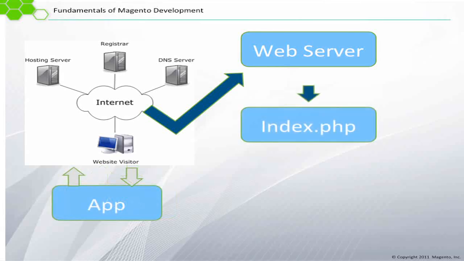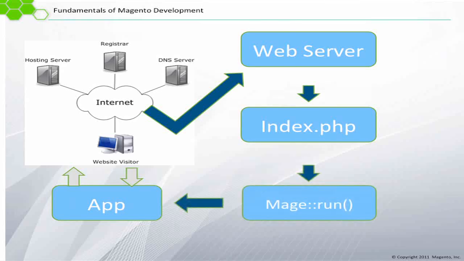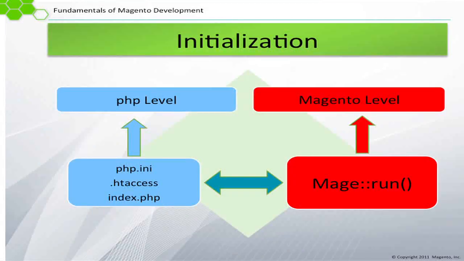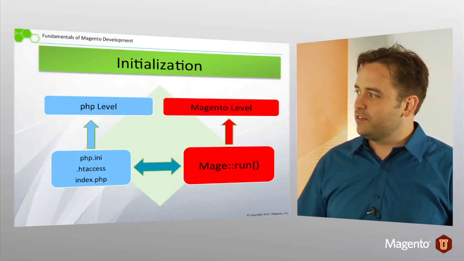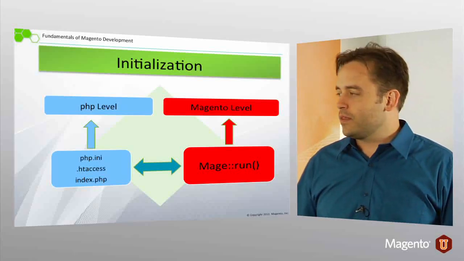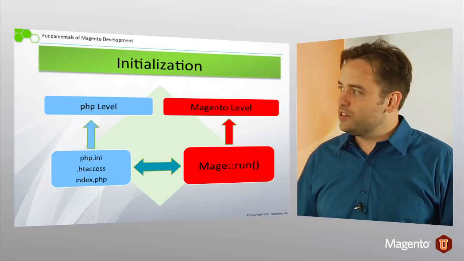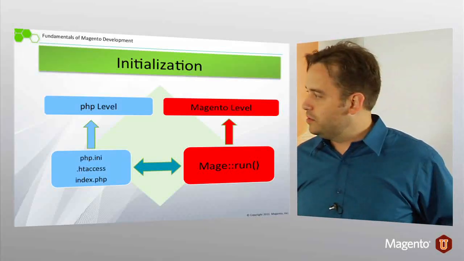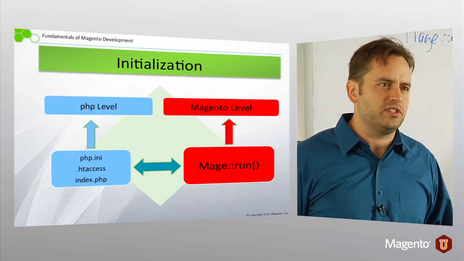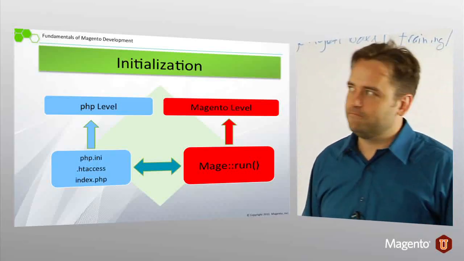At the web server, the request hits the web server. The request is routed to index.php. Mage run is called. Mage run initializes the app via mage app run. For an analogous comparison, you have these configuration files for PHP. And in a similar way that these are part of the setup of the PHP environment, mage run triggers the setup of the environment for Magento.